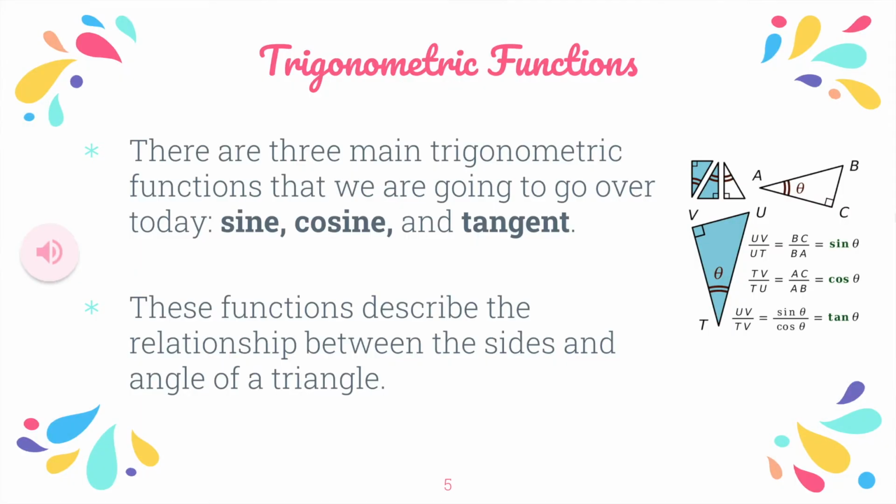What are trigonometric functions? There are three main trigonometric functions that we are going to go over today: sine, cosine, and tangent. These functions describe the relationship between the sides and the angles of a triangle.